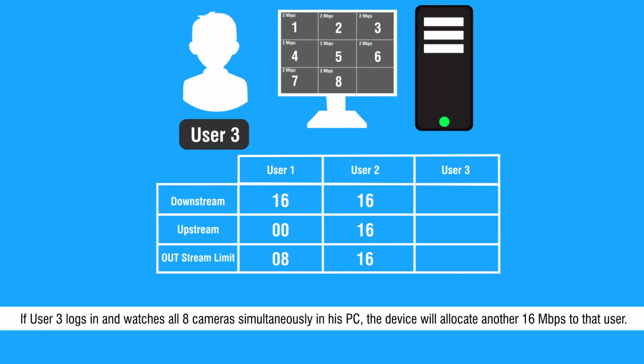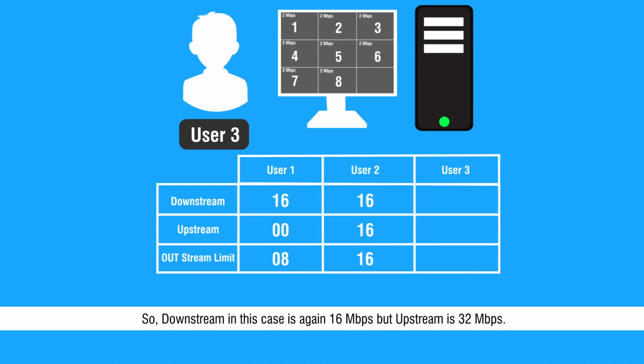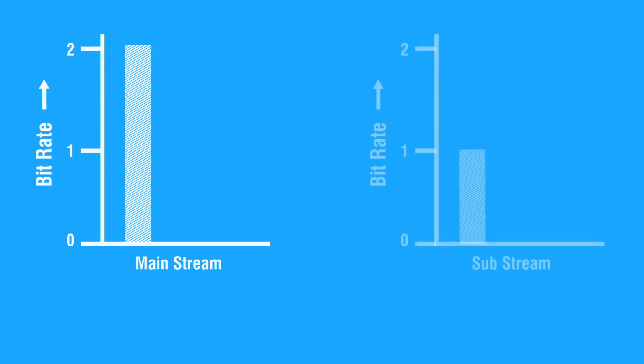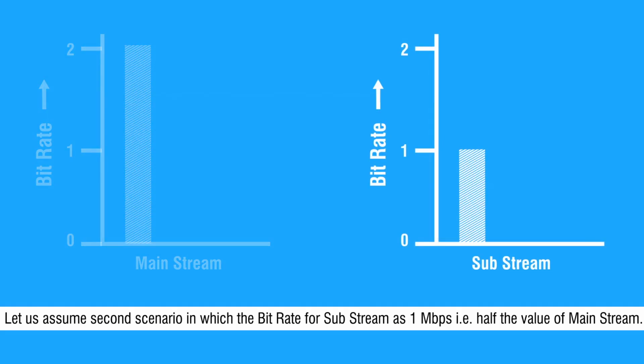If user 3 logs in and watches all 8 cameras simultaneously in his PC, the device will allocate another 16 Mbps to that user. So downstream in this case is again 16 Mbps, but upstream is 32 Mbps. Also, outstream limit is 24. In the previous scenario, the assumed bitrate 2 Mbps was for mainstream. Let us assume second scenario in which the bitrate for substream is 1 Mbps, that is half the value of the mainstream.